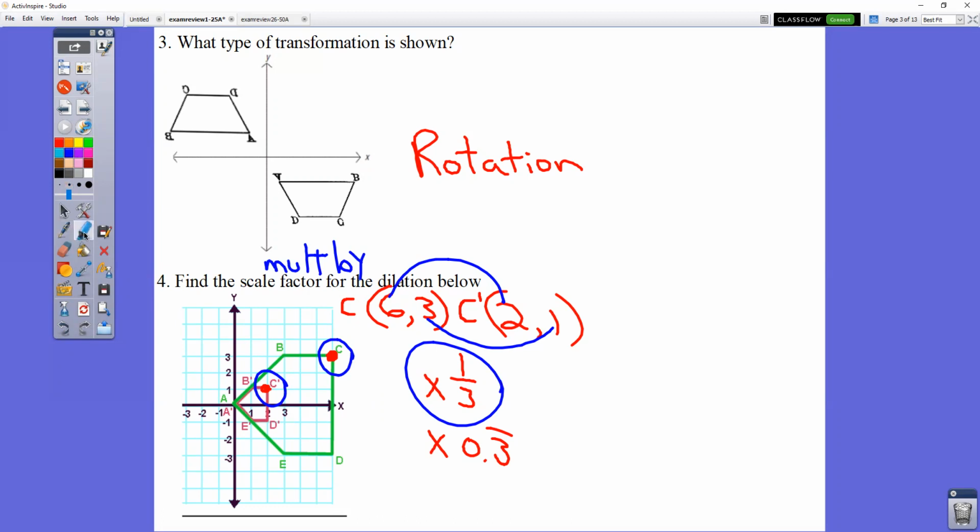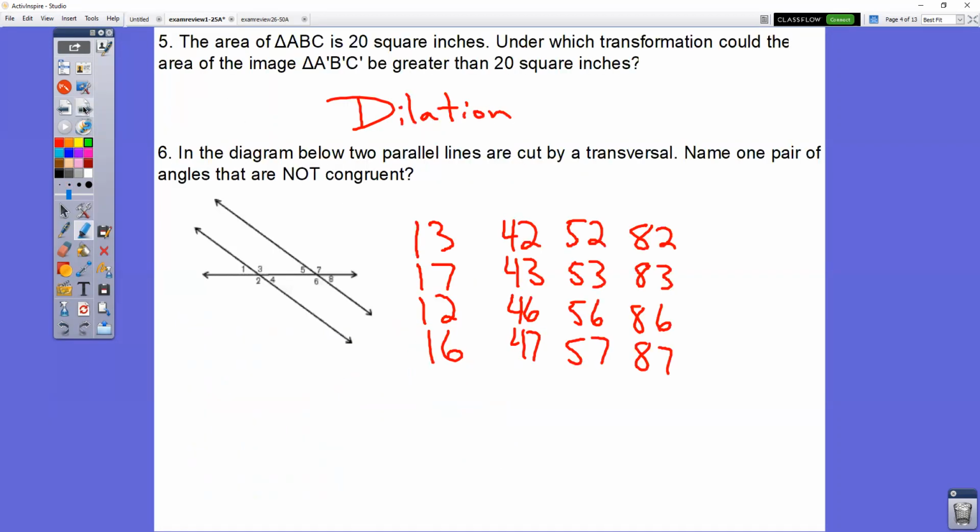You could also do this one by looking at the length of the side. Whoa, that was probably a bad color to use. This length is 3, this length is 1. So our new shape is 1/3 of the size of the original. Since it's 1/3 of the size, we multiply by 1/3. Again, that's one that a lot of people get wrong.